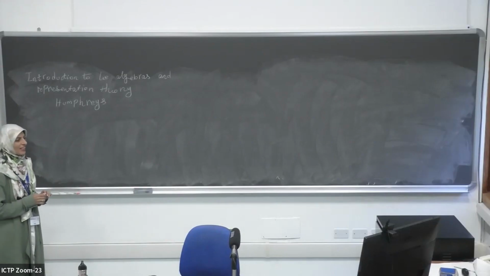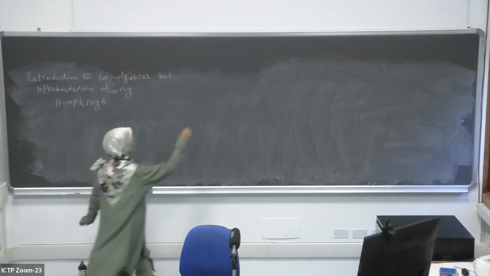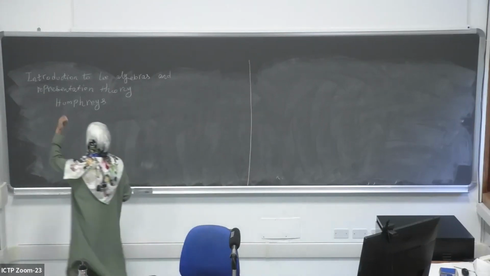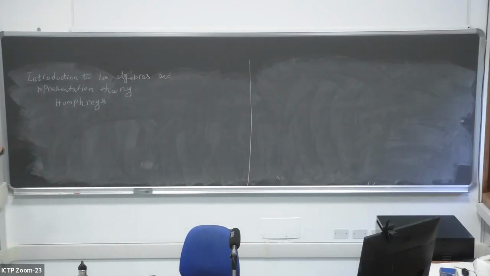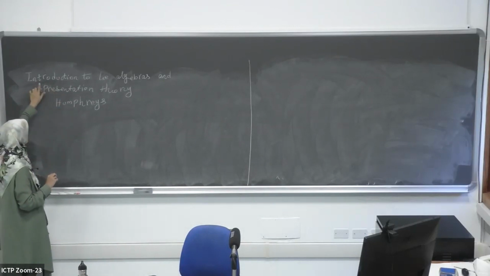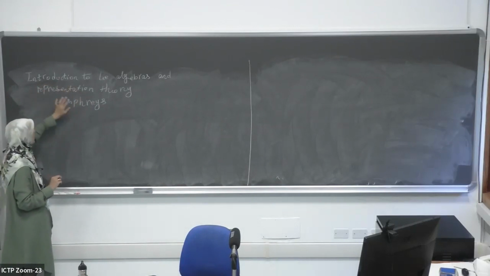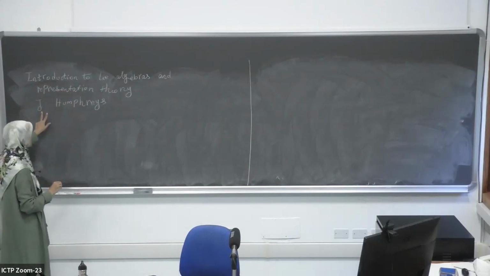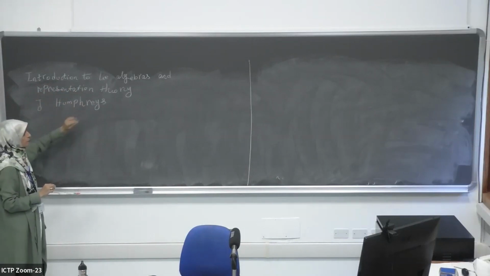Okay, let's start the second lecture. This morning, someone asked me about some references. At present, this book is enough for the topics that I'm talking about. The name of the book is Introduction to Lie Algebras and Representation Theory, and the author is James Humphreys.